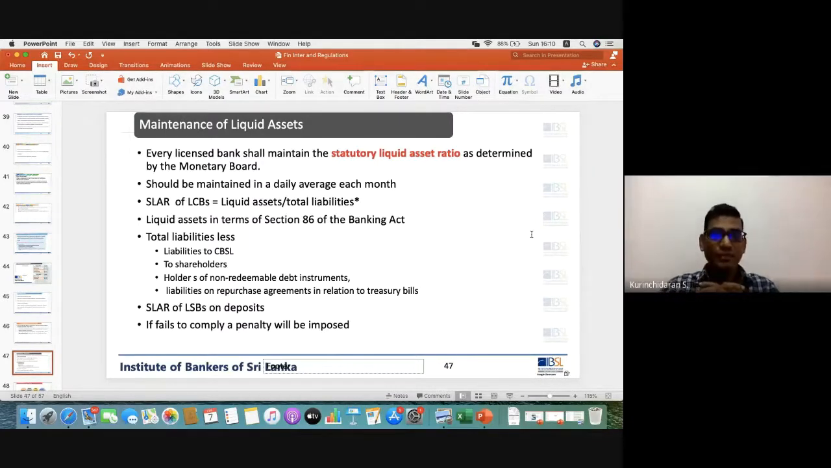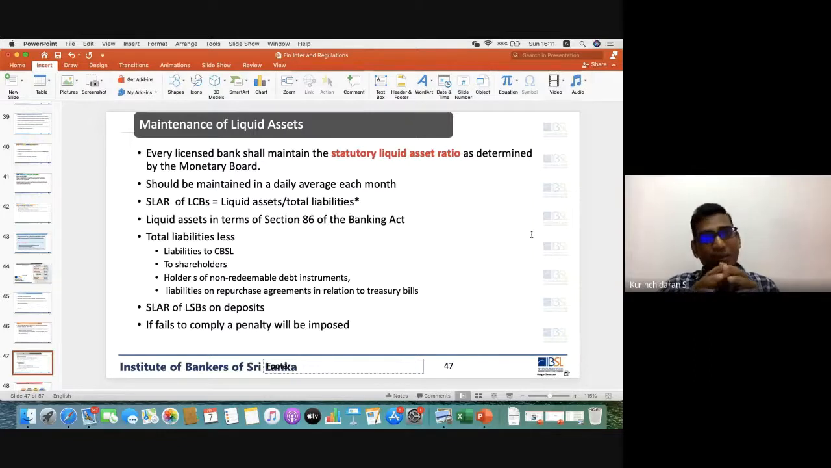So every bank should comply with this. It should be maintained as a daily average each month. It's not an end of month, it's not an end of quarter, it's a daily average. That means every day you should have sufficient liquid assets. That's a requirement. So now, how do you calculate this statutory liquid assets ratio? You take all liquid assets and divide by total liabilities, multiply by 100. You should maintain at least 20%. That is the requirement.